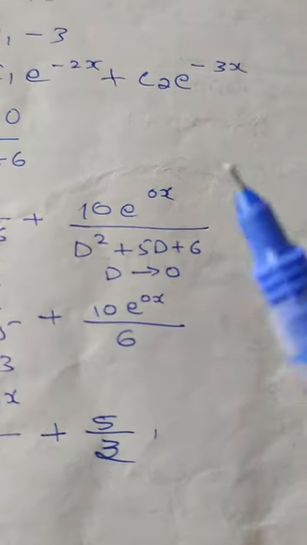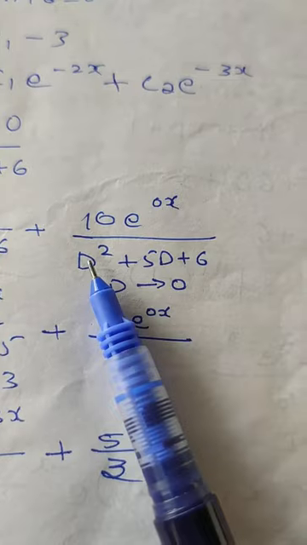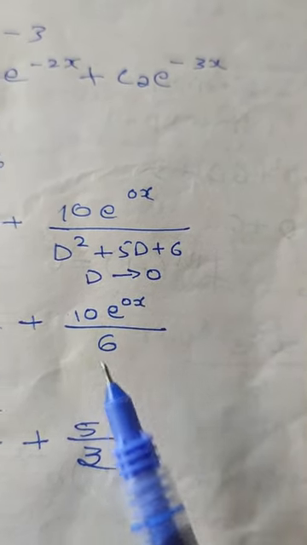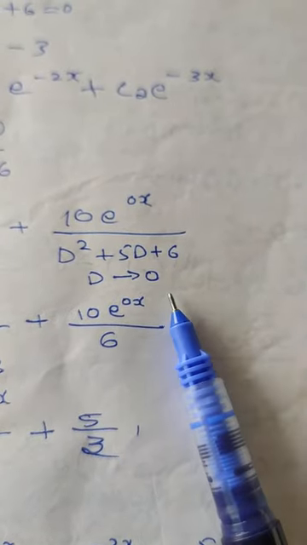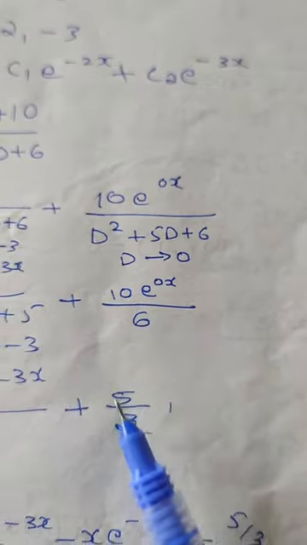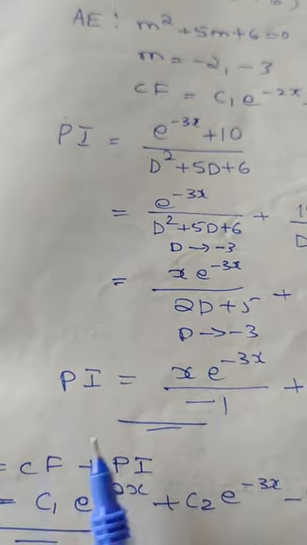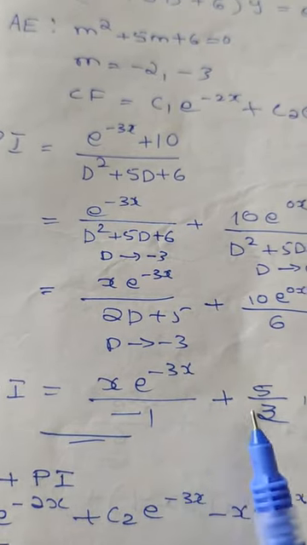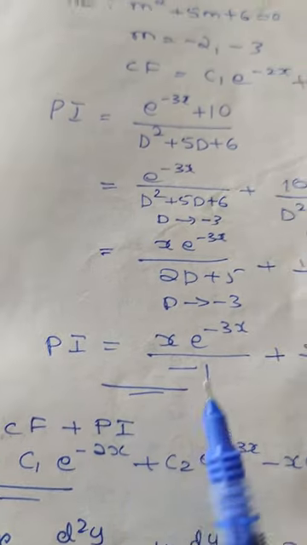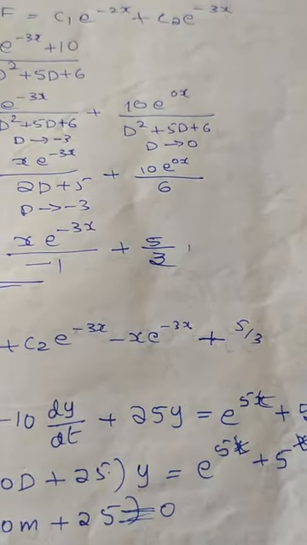Now come to the second term. Coefficient of x is 0. Replace D by 0. This term is 0, this term is also 0, plus 6. So 6 only. Sorry, 10 by 6 e power 0x. 10 by 6 can be written as 5 by 3. E power 0 is 1 only. Now PI is the PI of the first term plus the second term. Now what is the general solution? CF plus PI. Although we find the CF, adding CF and PI gives the general solution.